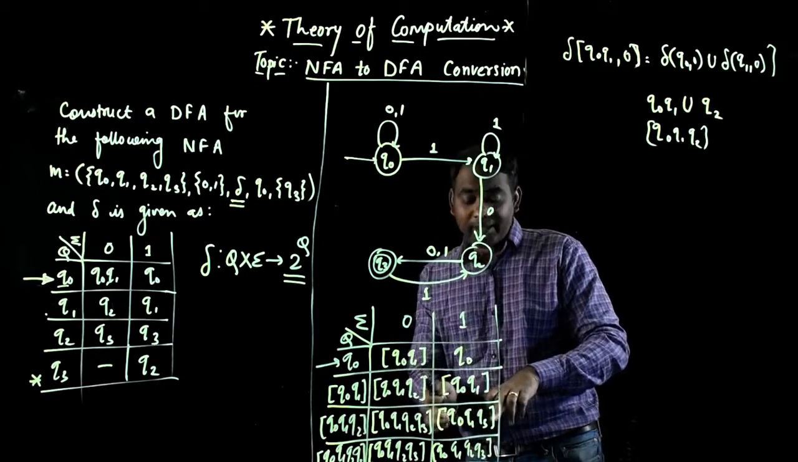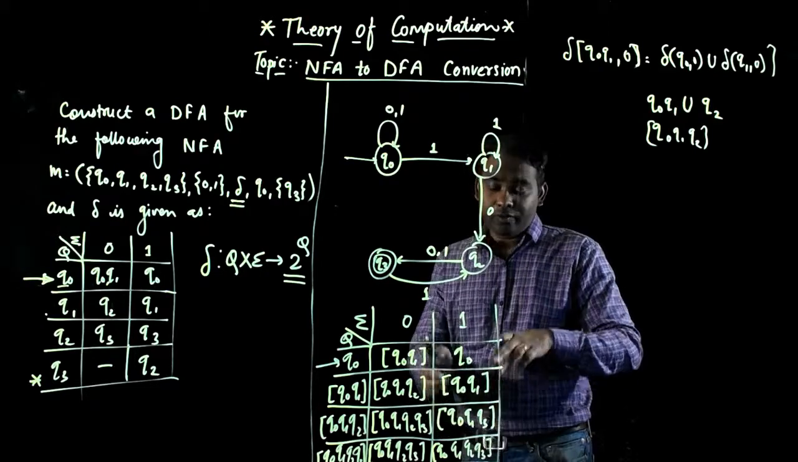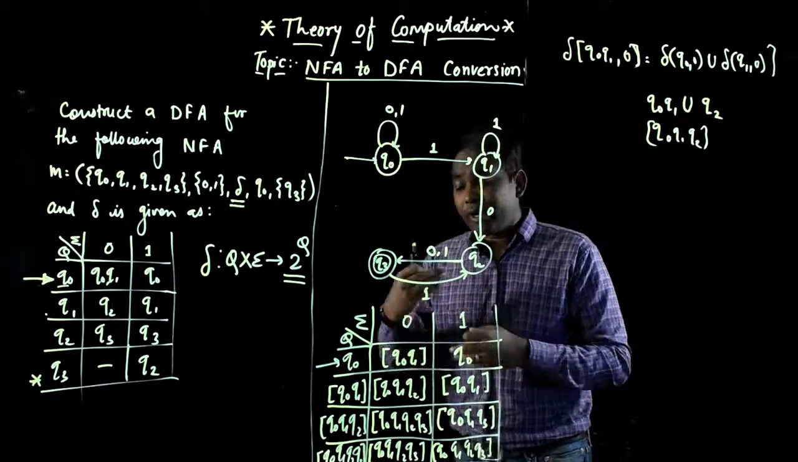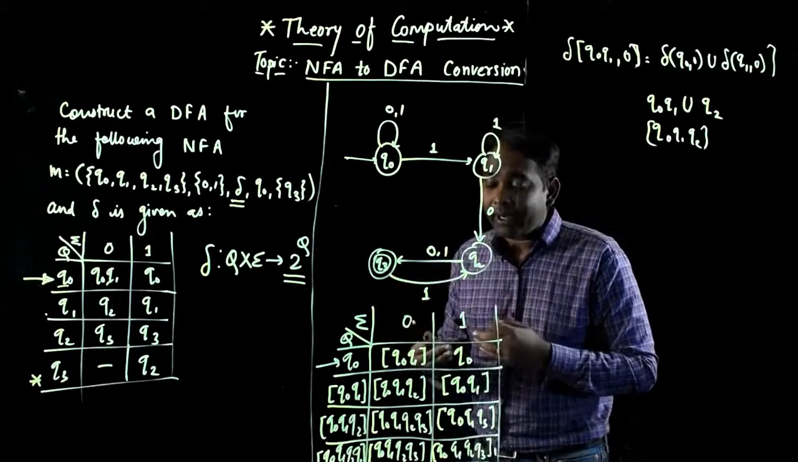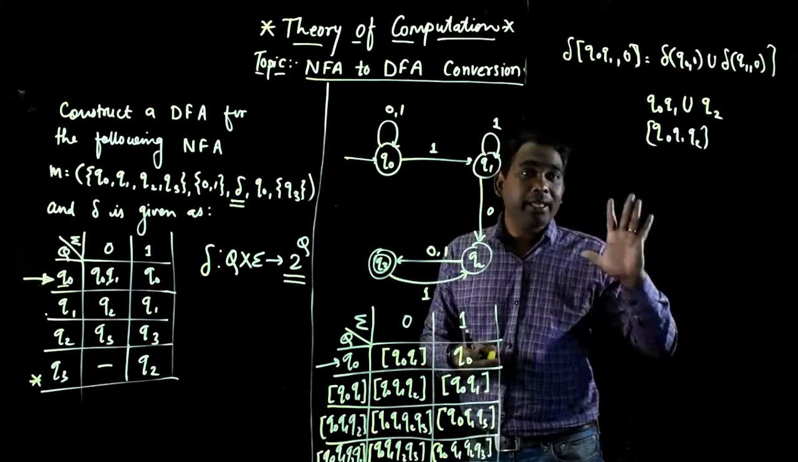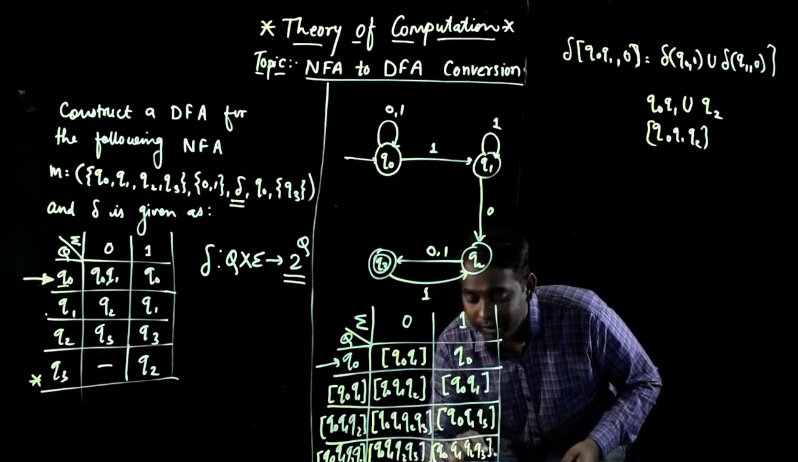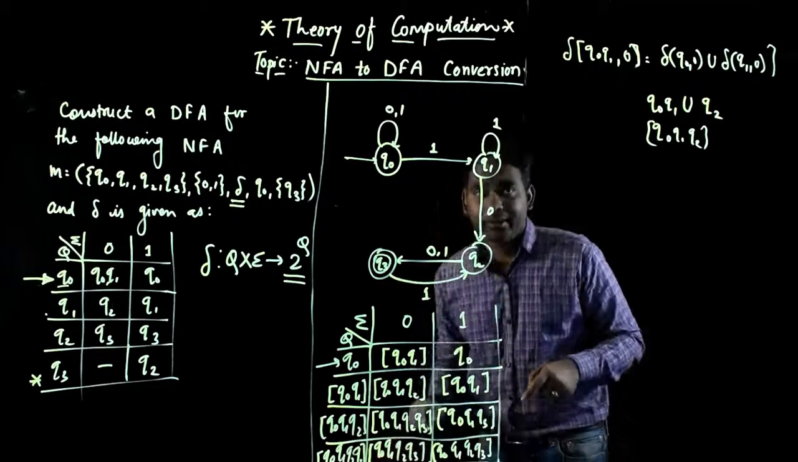So I have considered this, right? And what is the next new state? The new state is this Q0, Q1 and Q3. So for this state also we need to find the transitions. We are going to perform the same step again and again till we consider all the newly generated states, right? Only one newly generated state here.